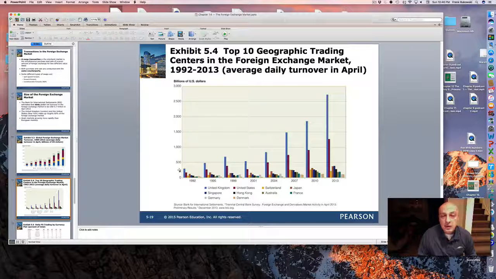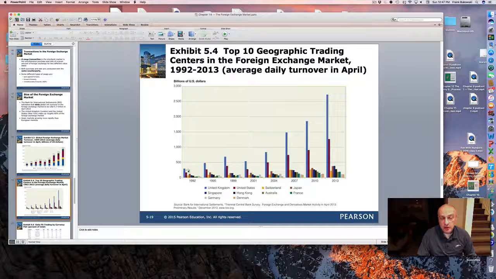The top 10 geographic centers in foreign exchange marketing, look at the amount of transactions that the United Kingdom does. They're noted in blue. Their volume has increased tremendously over the years. So we're looking at about 500 billion to currently in 2013 of about 2.7 trillion. The United States would be next after that.